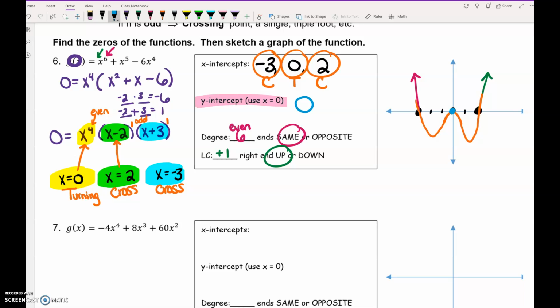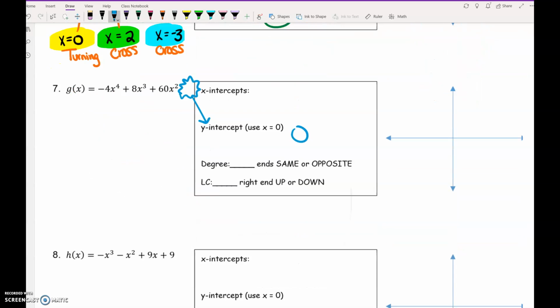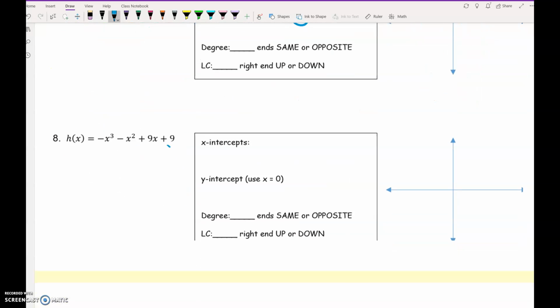The hint here is if you have a number added on to the end of the polynomial, that is going to be your y-intercept. So take a look at number 7. Is there a constant number added on to the end of this polynomial? No. That means our y-intercept is going to be 0. Take a look at number 8. See how there's a +9 at the end? Your y-intercept is going to be 9 for that one.